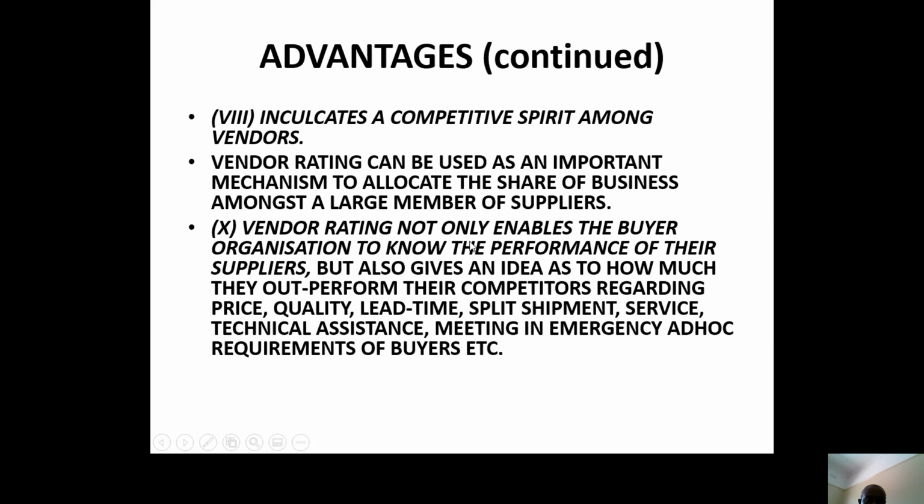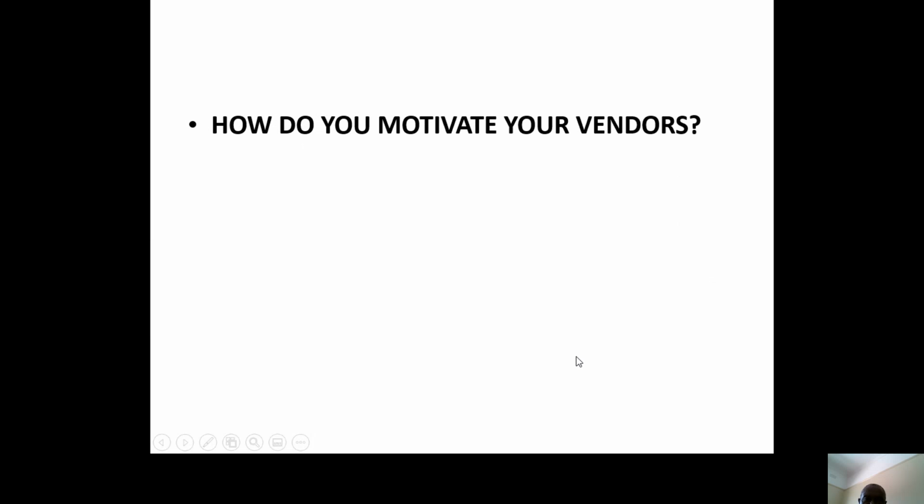So there are so many of them, and you can read more. Vendor rating can be used as an important mechanism to allocate share of business among a large number of suppliers. Allocate business, number of suppliers. Vendor rating not only enables the buyer organization to know the performance of their supplier, but it gives an idea on how much they outperform their competitors. The business is about competition, and you want to have that healthy competition, which will help you to grow. Right. Those are the advantages.